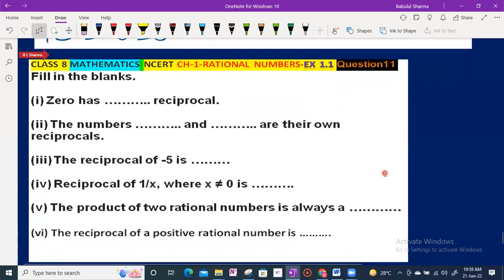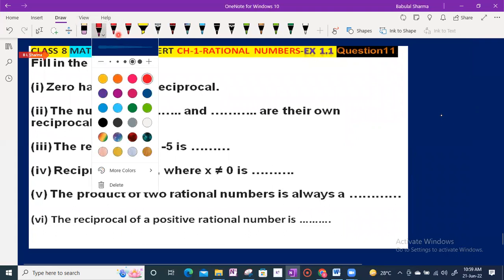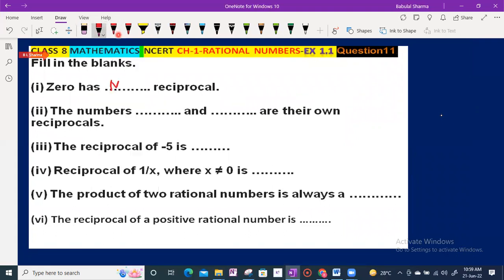Next question, fill in the blanks. 0 has no reciprocal. 0 का कोई reciprocal नहीं होता है. And next question is, the numbers that are their own reciprocal: 1 and minus 1. ये अपने खुद के स्वयं के रेसिप्रोकल होते हैं. 1 and minus 1 are their own reciprocals.